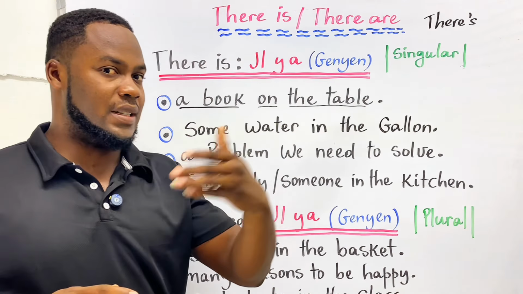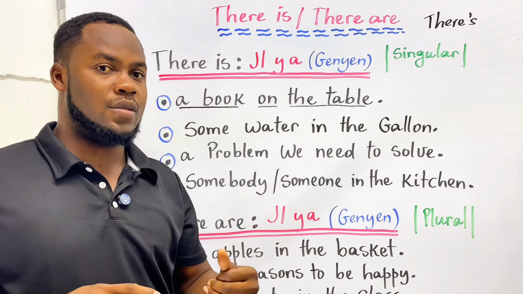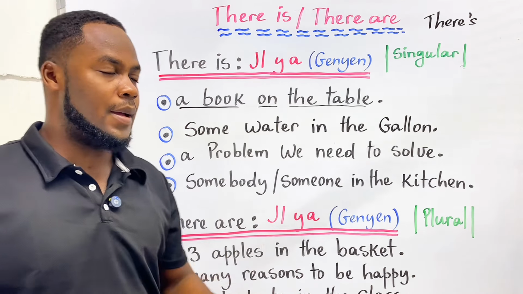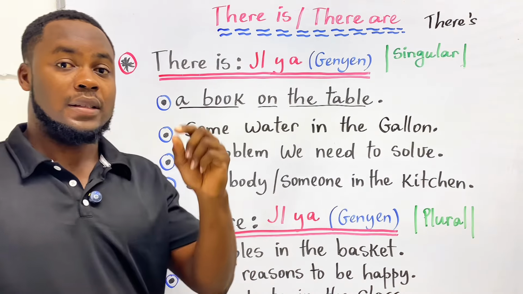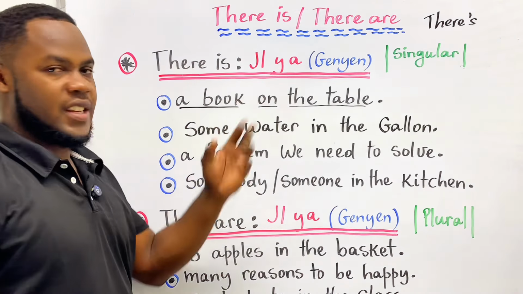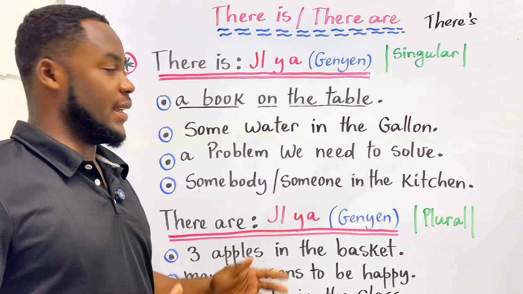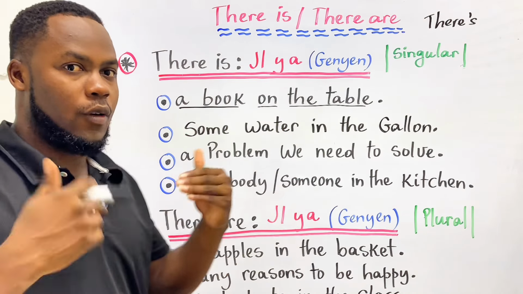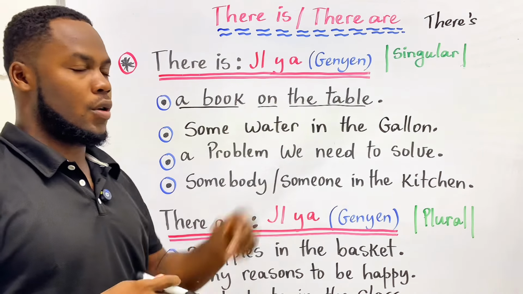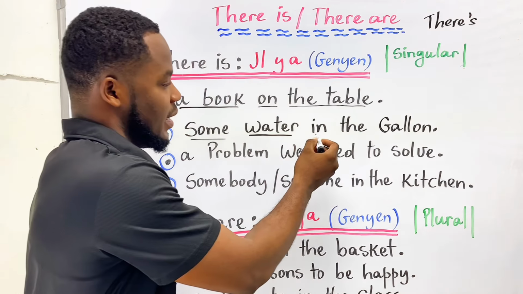That's why we use partitives in the video we made before. If I say a bag of water, a bottle of water, that's okay. But when I'm talking about uncountable nouns, something that I can't count, I can use there is. For example, there is some water in the gallon. If I'm looking for water and somebody could say, there is some water in the gallon.